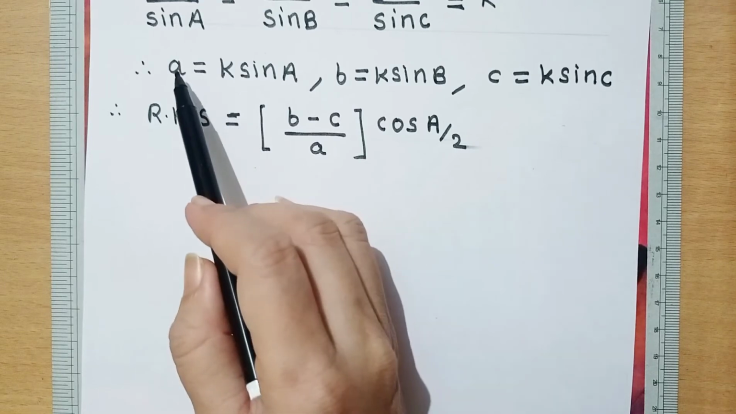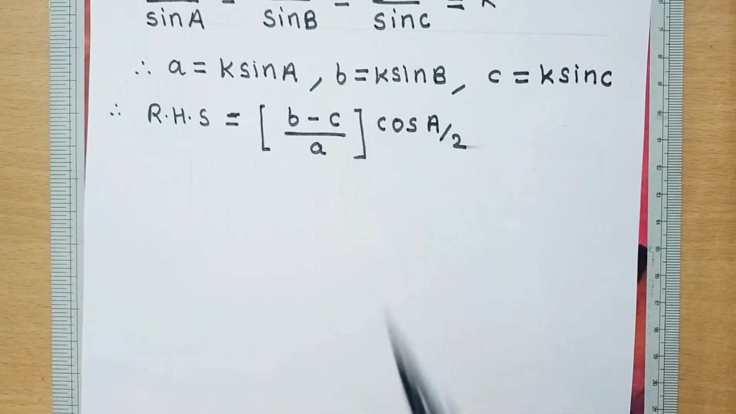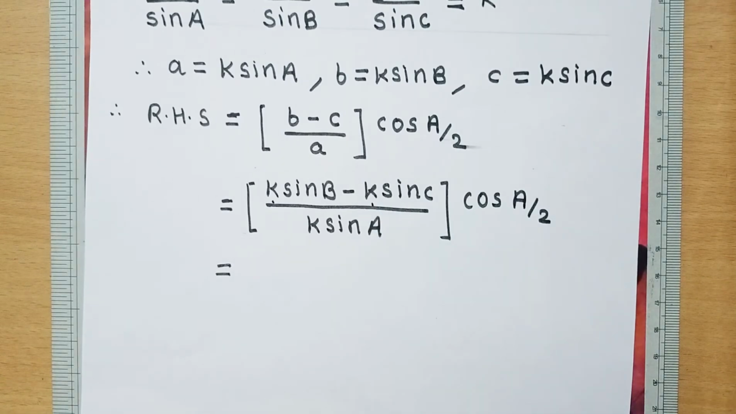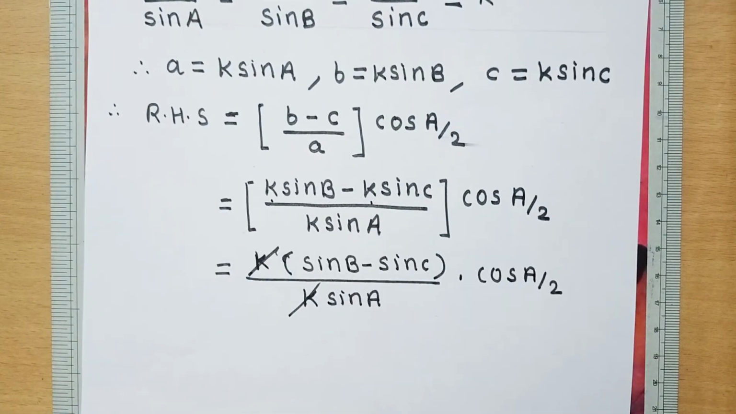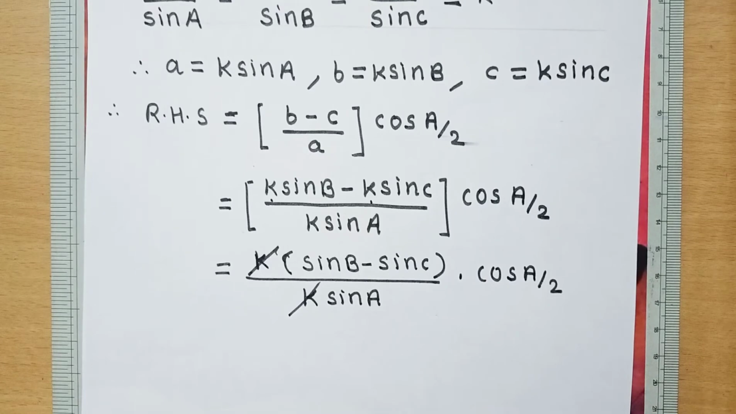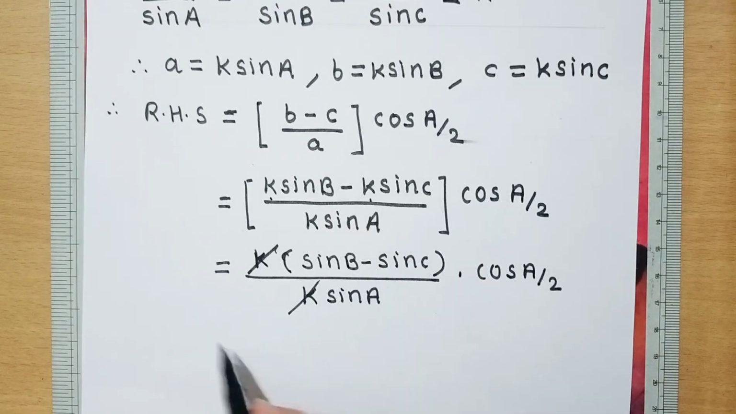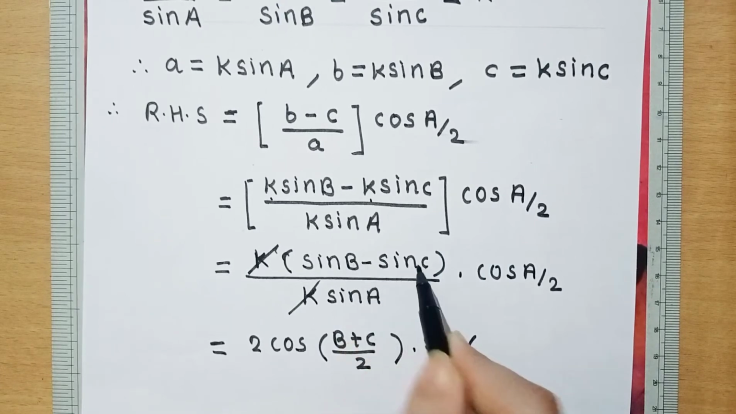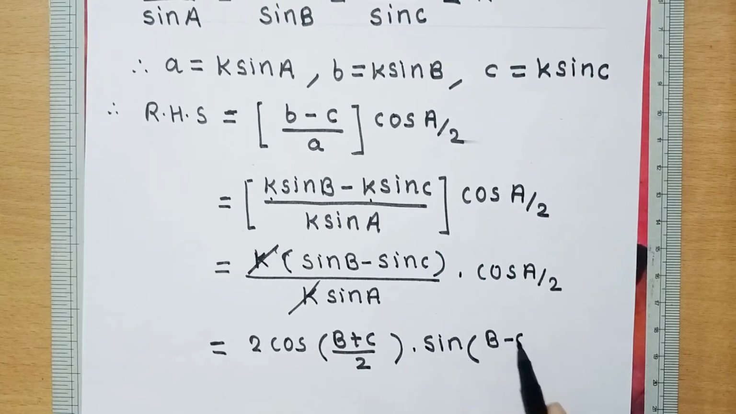Now substitute the values of a, b, c here. Now K is common from these two terms, so upside and downside this K gets cancelled. Now use the sin B minus sin C formula, which is 2 cos of the addition of B plus C upon 2, and then sin of the subtraction of these two angles, B minus C upon 2.